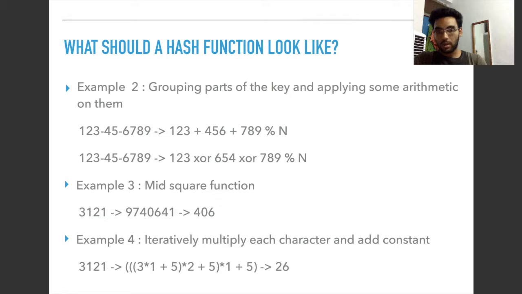Mid-square function. Mid-square function is basically you can take any integer, find the square of the integer, and take the middle. The square of 3121 is 9740641, and take the middle 3 digits, which is 406. Another example would be to iteratively multiply each character of the given string and add a constant term at each step. For example, 3128 upon applying this operation gives you 226.